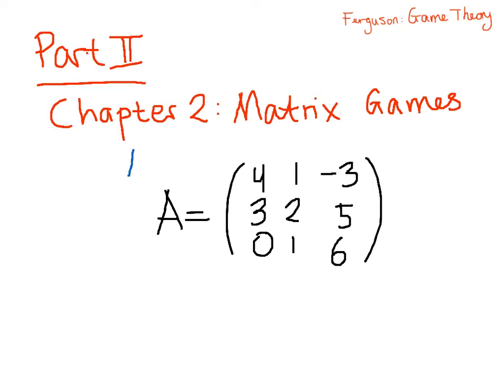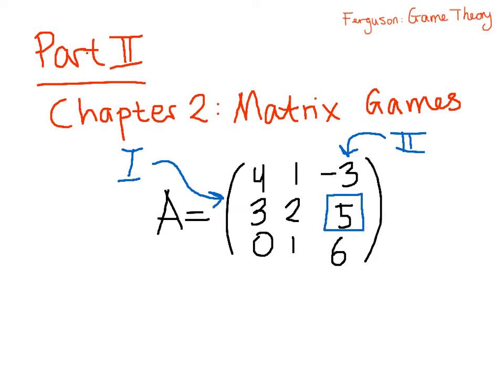Player number 1 picks a row, let's say row number 2, and player number 2 picks a column. This uniquely determines an entry, which is the amount that player number 2 has to pay to player number 1. So here player number 2 is paying $5 to player number 1.